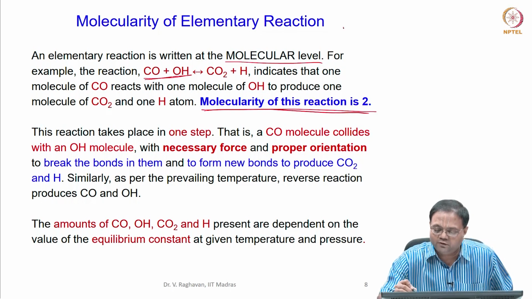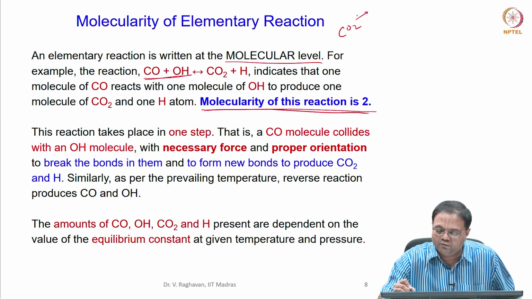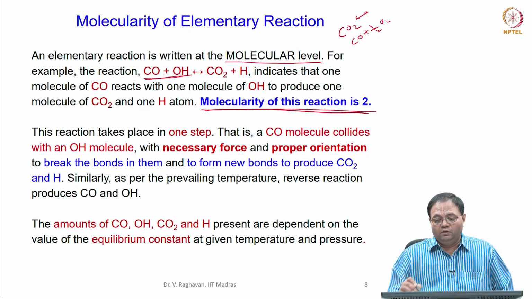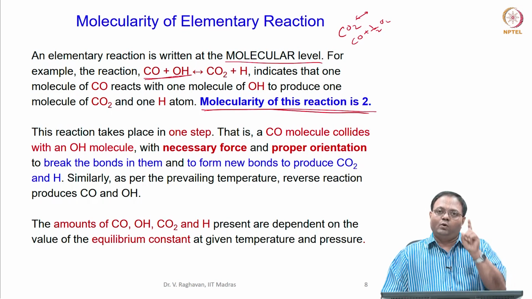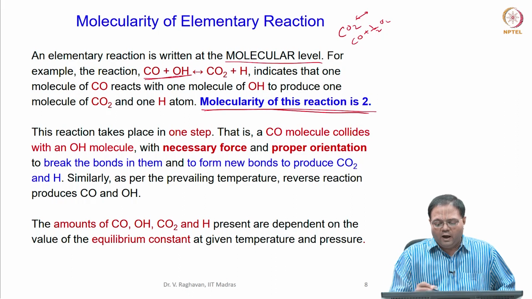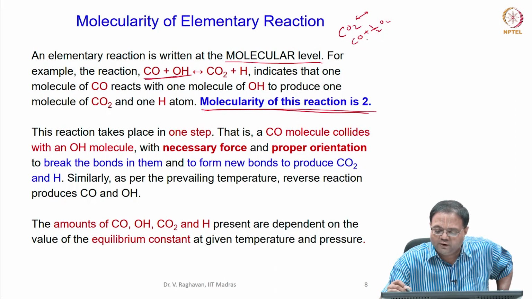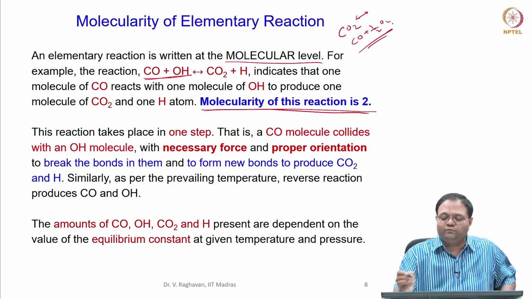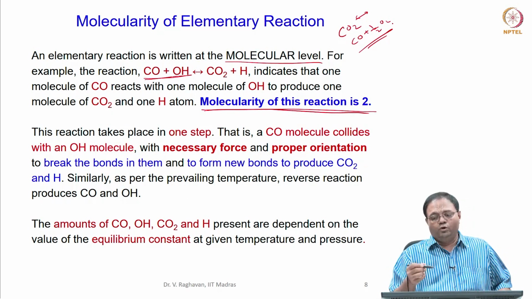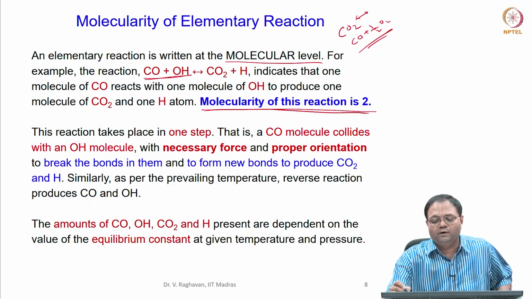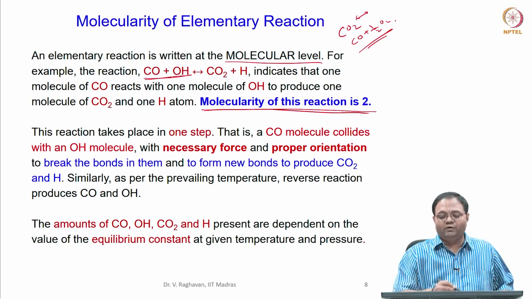See, for example, if you take this reaction CO2 reversibly giving CO plus half O2, the forward reaction, the molecularity is 1, because one molecule of CO2 is involved, and so on. Here also you can see that for the reverse reaction, the molecularity is 2. Half O2 can be written as O. So, CO plus O giving CO2, and so on.